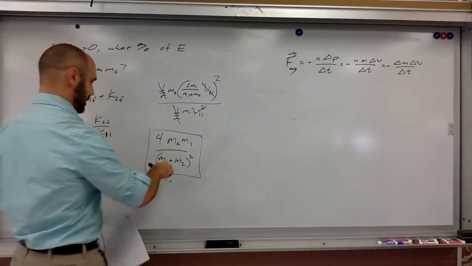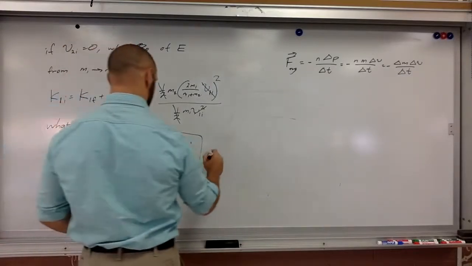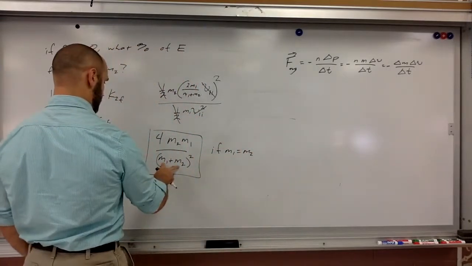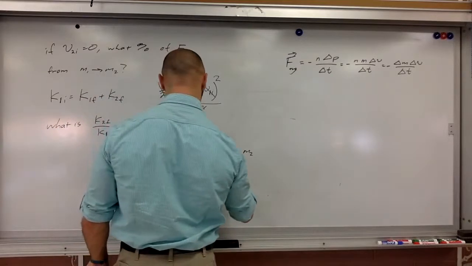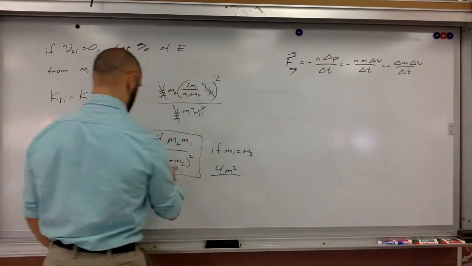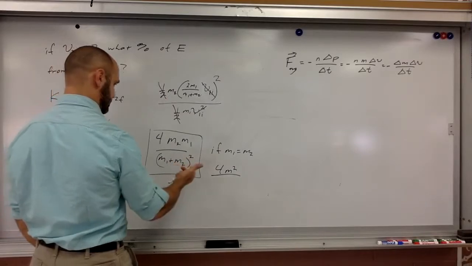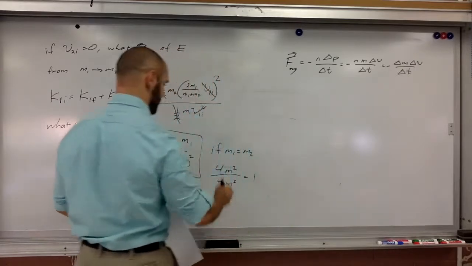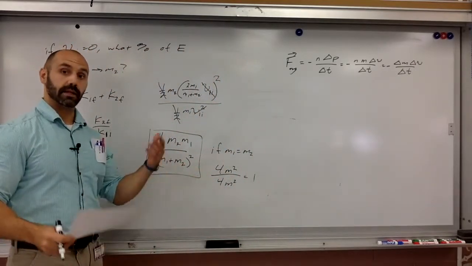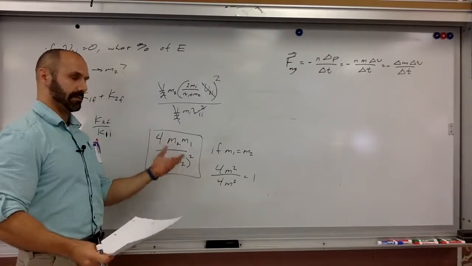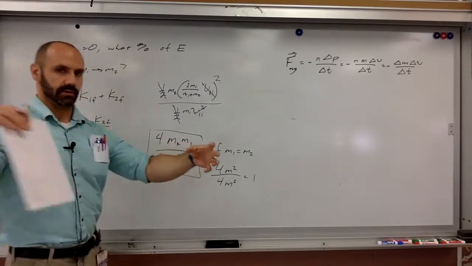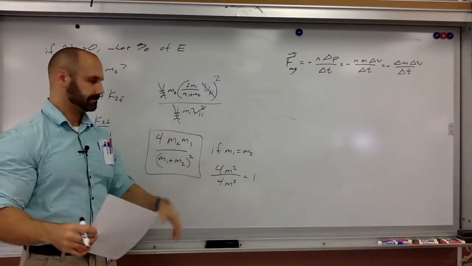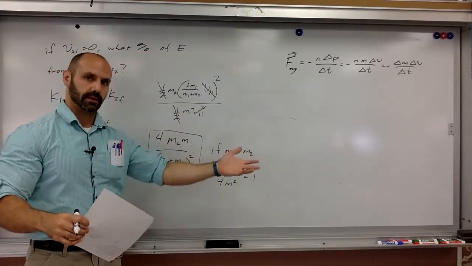If M1 is equal to M2, then this is 4M squared over, this is 2M, but it's squared, right? So 4M squared over 4M squared equals 1. That means 100% of the energy is transferred. And that's what we said before. That's the billiard ball example where they're the same mass. One of them is at rest, the other one's moving, and then they exchange velocities. So the second one is moving afterwards and the first one stops. 100% of the kinetic energy is transferred to that second one.